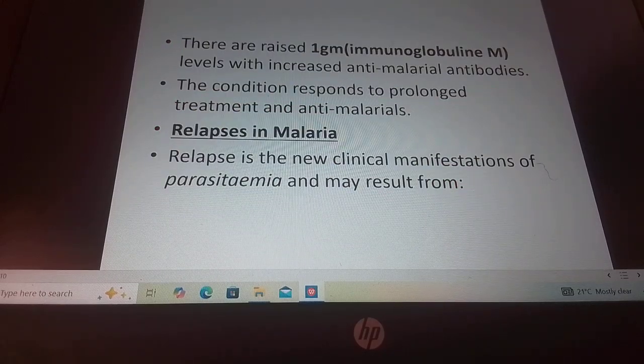So there are raised immunoglobulin M levels with increased antimalarial antibodies. The condition responds to prolonged treatment with antimalarials.